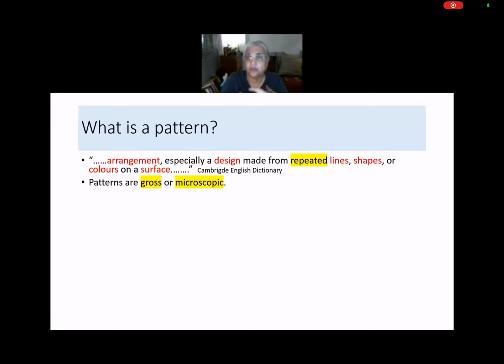And you can have gross or microscopic patterns. Now, gross patterns, you had a lot of that being described the other day: cobblestone pattern, honeycombed patterns. Okay, let me ask while I'm about it. You've all heard of caseous necrosis? Yes, Jyoti, you've heard of caseous necrosis? Is Jyoti there?